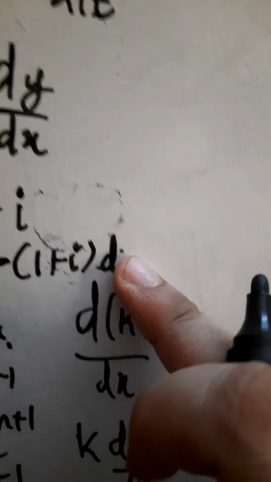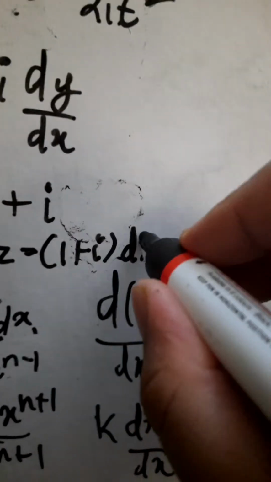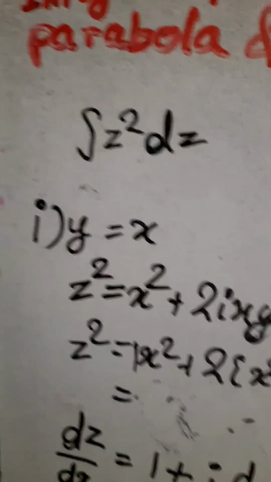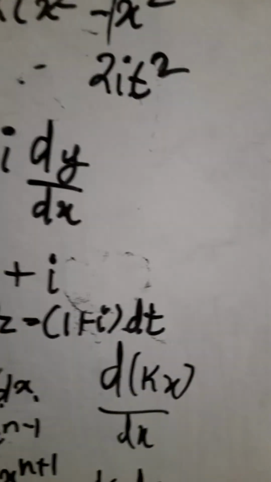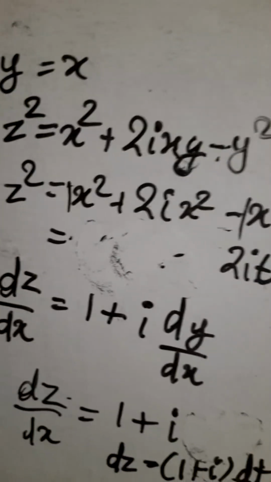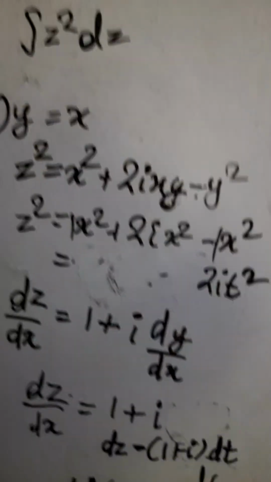So the same I have to substitute here too. It is dx, then I make it dt. So we had the function here, integration z square dz, and we found what is dz, and we found what is z square. So let's solve it. Simple.